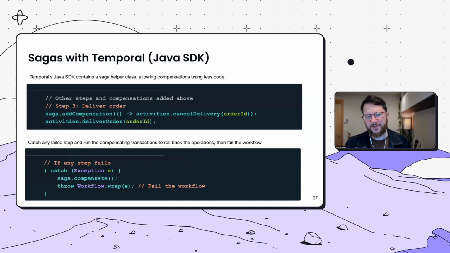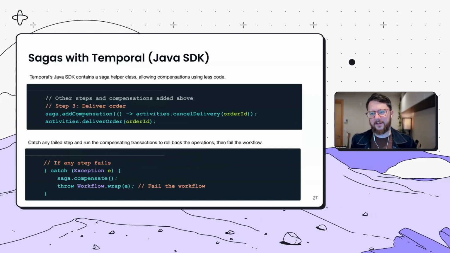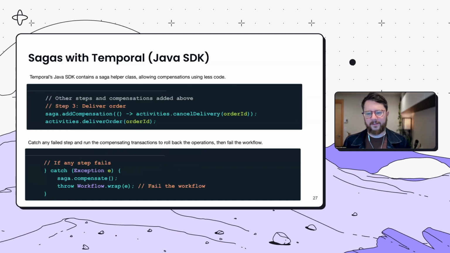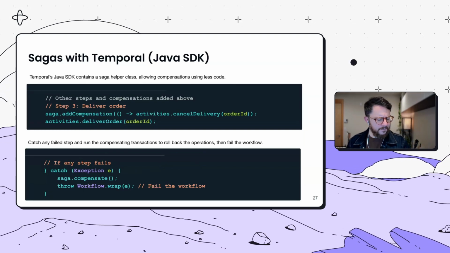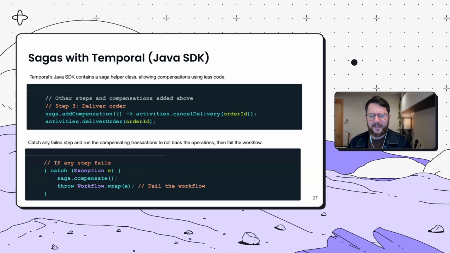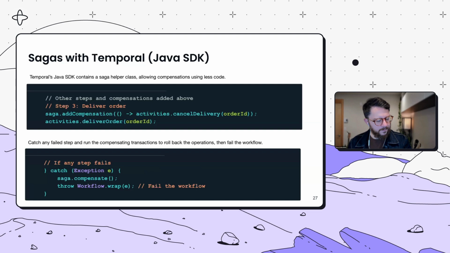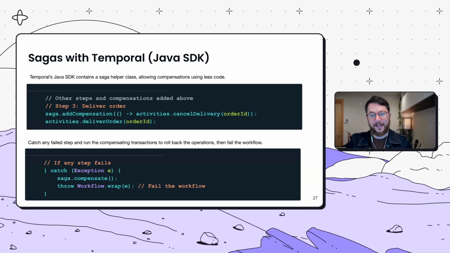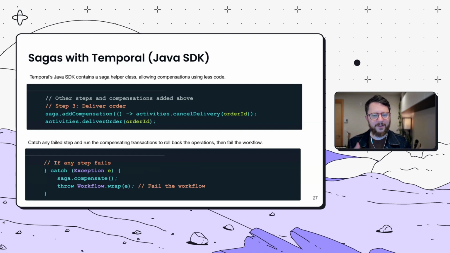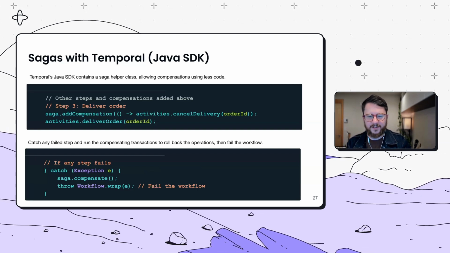But Temporal's Java SDK actually contains a Saga helper class. And this allows you to create these compensations with less code in that control logic. And for the other SDKs, we have a Go SDK, .NET, TypeScript, and so on and so forth. You can quite easily create a Saga class. What this Saga class is doing is really just collecting a list of functions it'll need to run in case of failure. So it collects that list of compensations it's going to need to run.